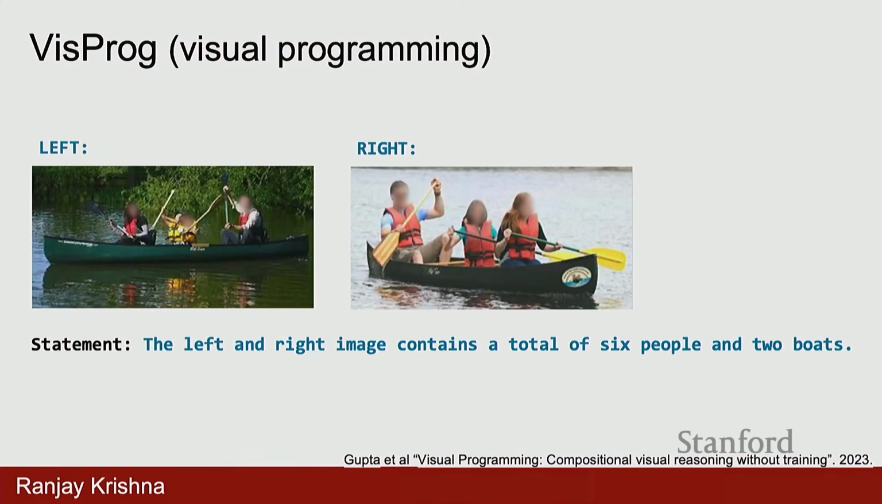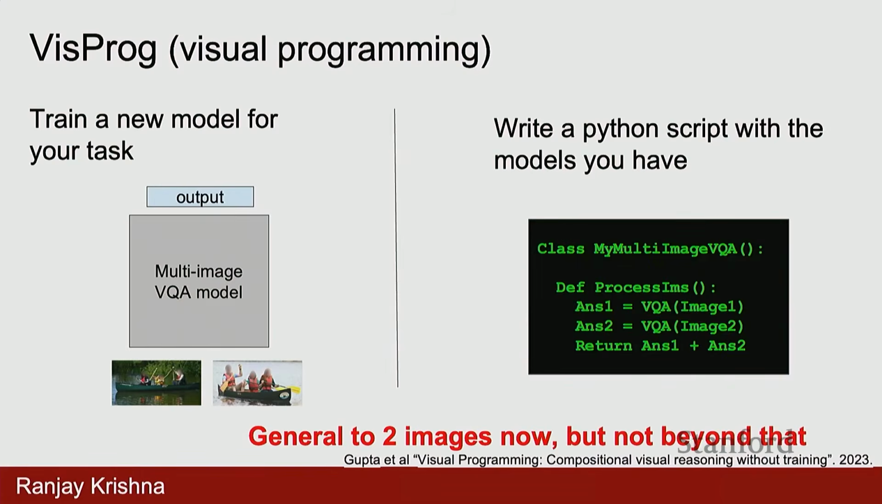Here's another example. If I asked you how many total people there are across these 2 boats, is it 6? Again, you can do the same thing. You can write a program that does object detection on image 1, then object detection on image 2, and then adds up all of those components together. This is the basic idea behind what we now call chaining, and this was popularized by a paper that won the Best Paper Award last year called VisProg.